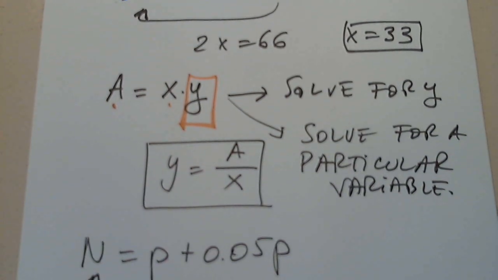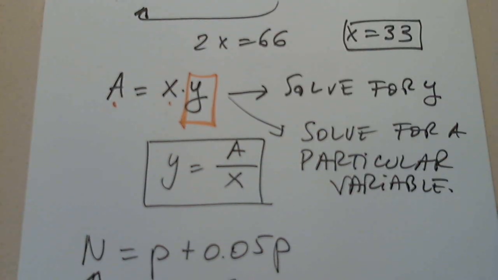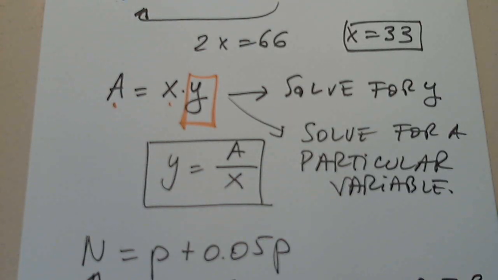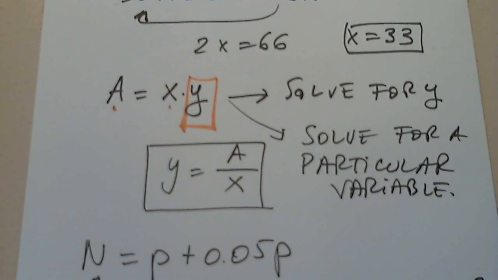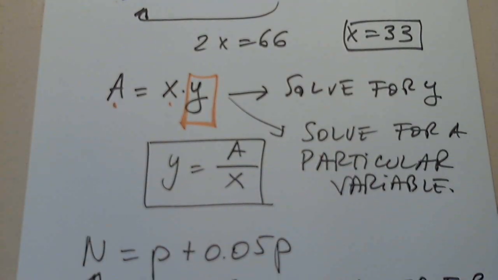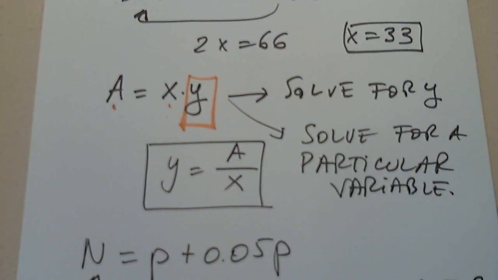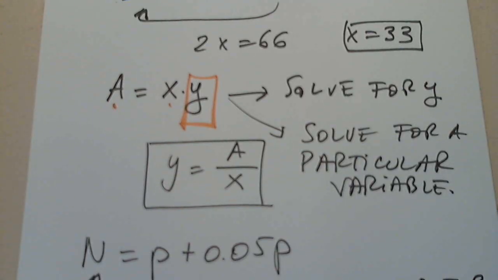Before we do that, I would like to solve this equation for P. Let's suppose we don't have this number. And they're asking us to solve this equation for P. What do I have to do first? And the answer has to be combine like terms.